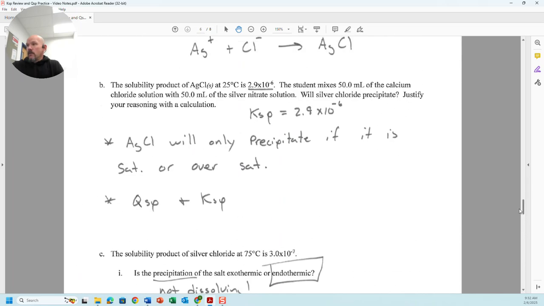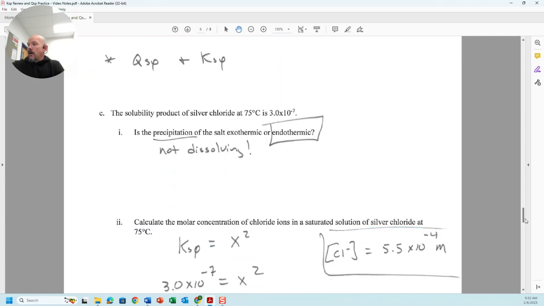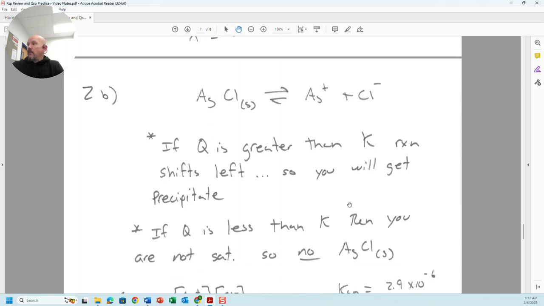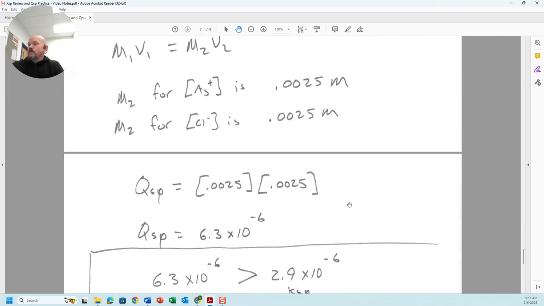So again, you were given the solubility product Ksp, and we just found out that we were oversaturated. So at the point of mixing, our concentrations of silver and chloride are oversaturated. Q is greater than K, so the reaction shifts to the left, boom, and we get a precipitate, okay?